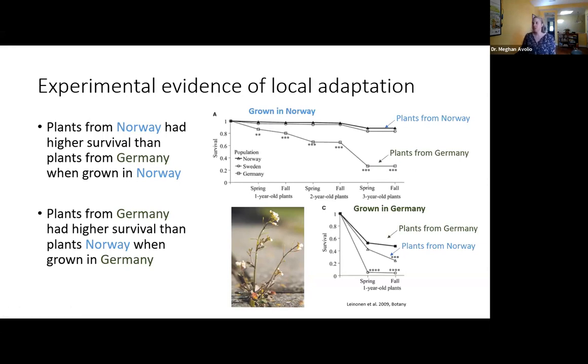They did the same thing, but in Germany. So here they have plants being grown in Germany, and plants from Germany had higher survivorship than those from Norway. So after 1 year, about 60% of plants that were from Germany survived, but only about 30% of plants from Norway survived when being grown in Germany. This is really great evidence of local adaptation, where the German plants are locally adapted to conditions in Germany, and the Norway plants are locally adapted to conditions in Norway.